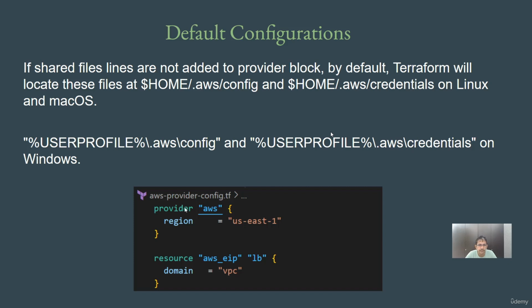So now, even if you just specify provider AWS, region us-east-1, that should do. If you have added the credentials to this specific path, Terraform will directly take them.